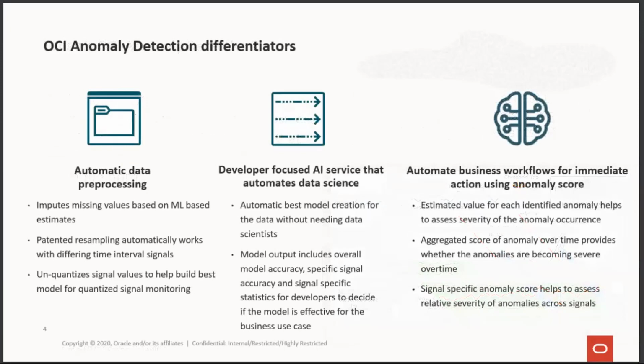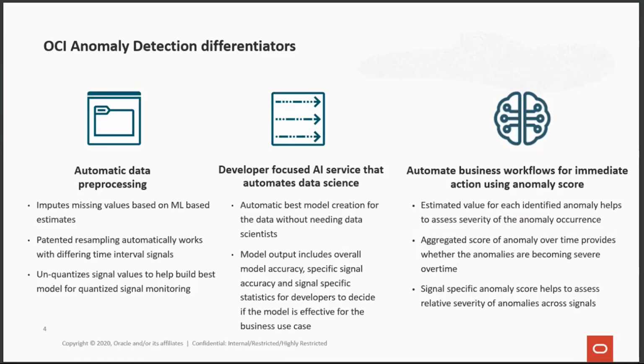Moving on to the next slide, I want to spend some time and talk about the three main differentiators for OCI anomaly detection. Starting with the first one, it automates data pre-processing. So time series data often has data quality issues. The data can be missing values for some signals, or the data points for some signals may not have synchronized timestamps. For example, the data sent by one sensor could be happening at 30-second intervals. The other data sent by another sensor could be collected at 45 or 50-second intervals. So the data points that are collected from the sensors may not be synchronized.